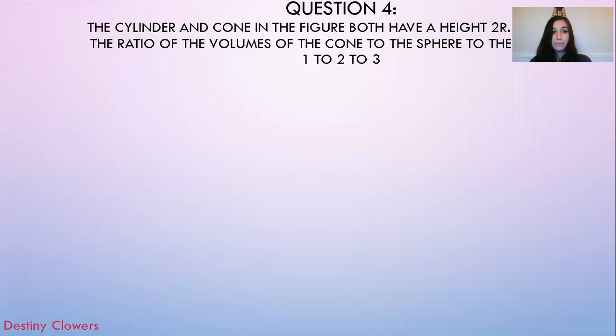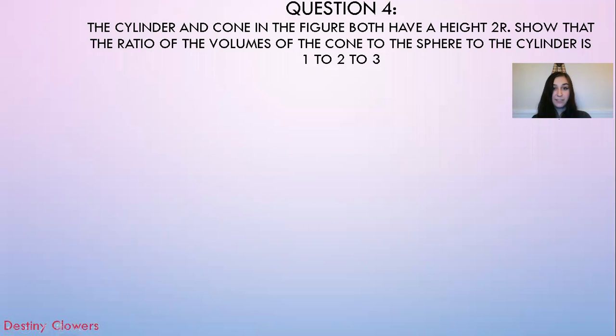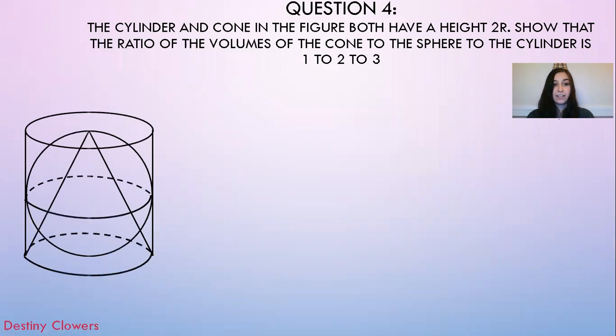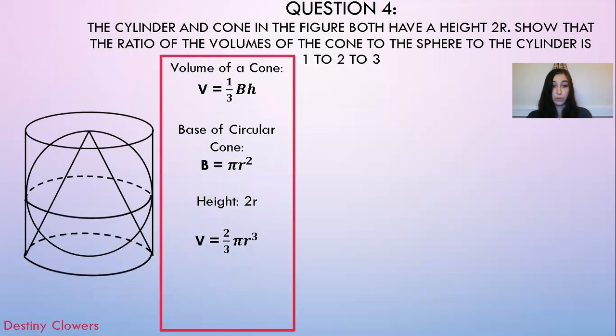Now for question 4, it says, the cylinder and cone in the figure both have a height of 2r. Show that the ratio of the volumes of the cone to the sphere to the cylinder is 1 to 2 to 3. So basically what this means is we're going to prove that this figure right here has a ratio of 1 to 2 to 3. Now in order to do that, we've got to find the volume of the cone, the sphere, and the cylinder. So let's just go ahead and get started with finding the volume of a cone.